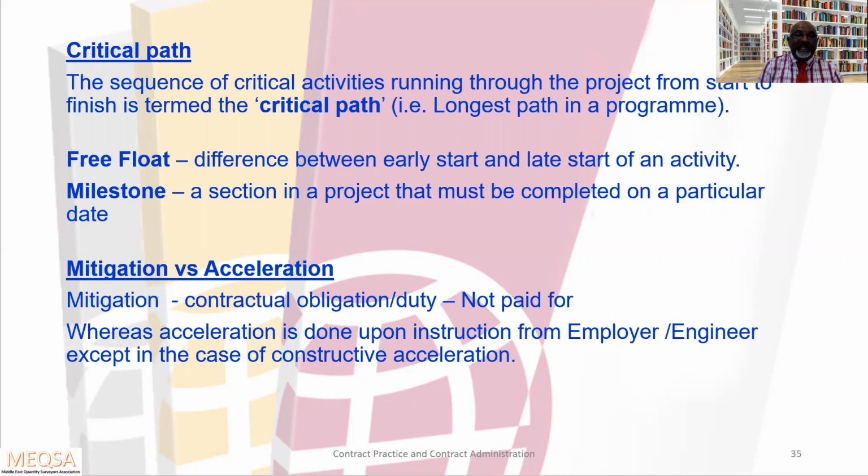Mitigation versus acceleration. Mitigation means contractual obligation, the contractor's obligation to mitigate any delay event. Whereas acceleration is done upon instruction from the employer or engineer, except in the case of constructive acceleration. For example, if there is delay in progress, the rate of progress is slow, then the engineer will say submit the revised program as well as do the constructive acceleration. He has to catch up that date, whatever he has mentioned in his program.